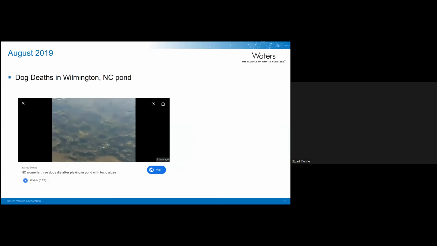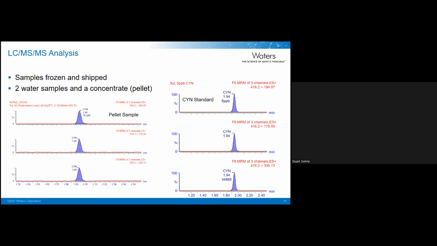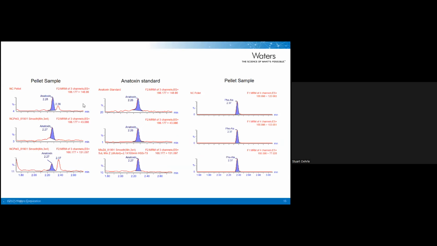I apologize. So one of the things we did was there were some dog deaths in Wilmington, North Carolina, and it was benthic algae. So what we did was we got a pellet sample and ran it. You can see here the cylindrospermopsin was present. There was also a sample of cylindrospermopsin in the pellet that we sent in, and the standard as well. We also found anatoxin, which might explain the dog deaths. They were quite sudden. The dog got in, ate some of the mat or algae, and died within several hours. So it was typically an anatoxin poisoning, probably not cylindrospermopsin, because cylindrospermopsin doesn't behave that way.